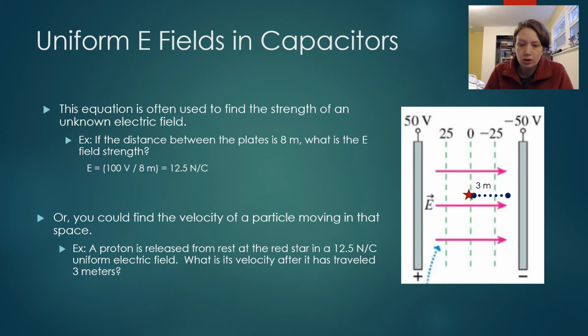So a sample problem: a particle is released from rest at the red star shown in a 12.5 newtons per coulomb uniform electric field, which we found in the last problem. What would be the velocity of that proton after it has traveled 3 meters? So I've drawn a line in there. That proton, once it's released, is going to move directly towards that negative plate, because it's being pushed in that direction by the positive plate and pulled by the negative plate. And it's going to speed up as it moves.